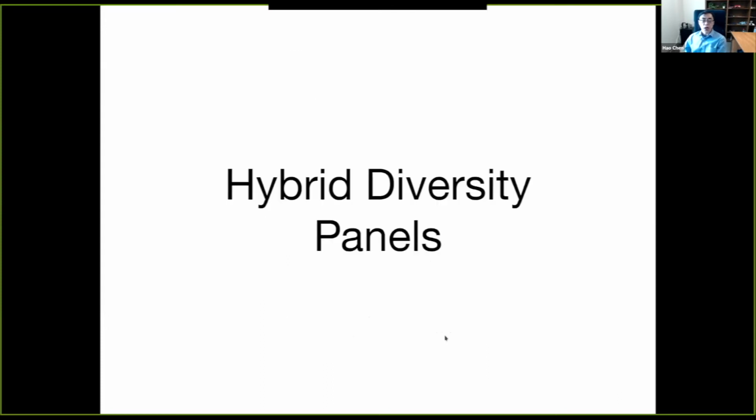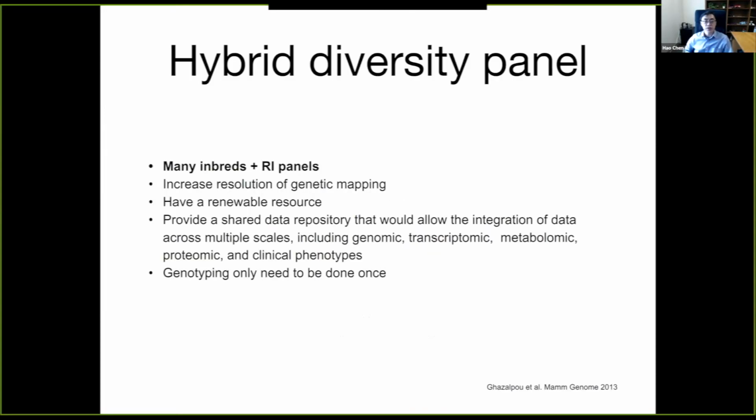So the topic of today is the hybrid diversity panel. The way you put together a hybrid diversity panel is simple. You take many inbred strains, and you take the two RI panels, in both the case of mice and rats. There are several RI panels you can use. So you put them together, and then you have this so-called hybrid diversity panel.